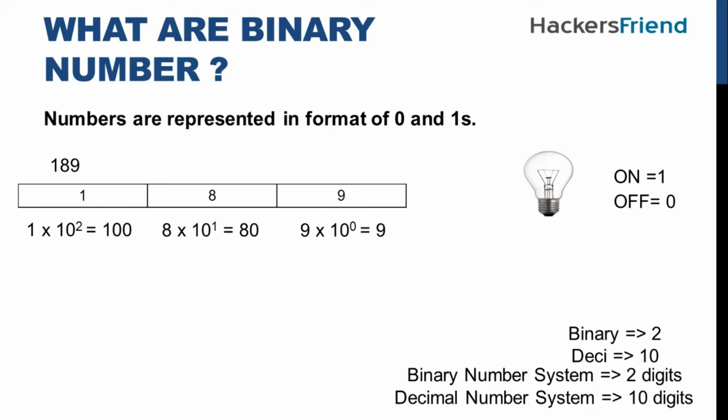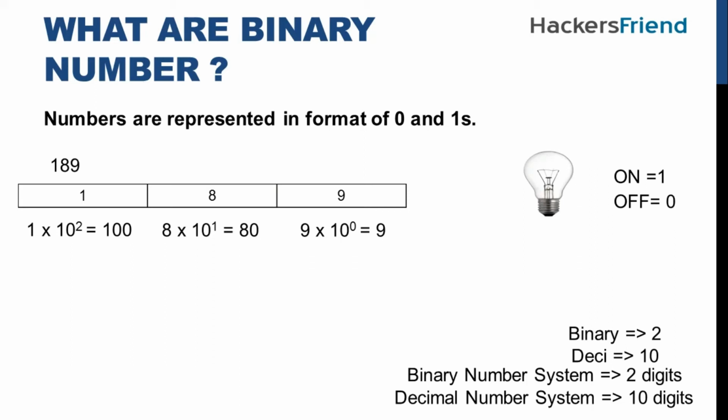Let's take a look at it a different way. We are multiplying 9 with 1. We can also say that we are multiplying 9 with 10 to the power 0. Here we can say that we are multiplying 8 with 10 to the power 1, and here we are multiplying 1 with 10 to the power 2. Summing all of these up, we get 100 plus 80 plus 9, which is our 189 back in the decimal number system. Okay, that's very simple.